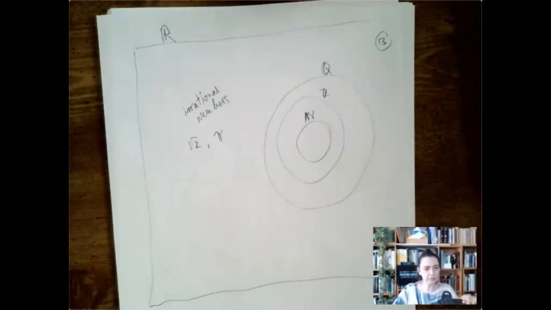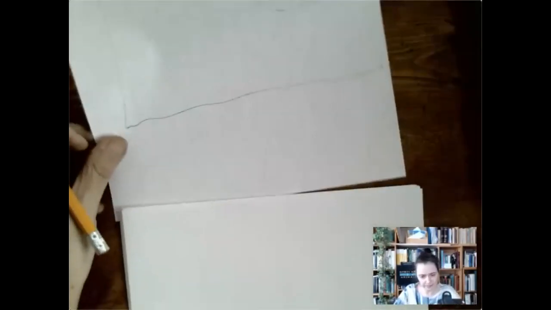So now I'm going to prove to you, maybe not today, but Wednesday, that square root of 2 is irrational. But first, let's just look at rational numbers a little bit.